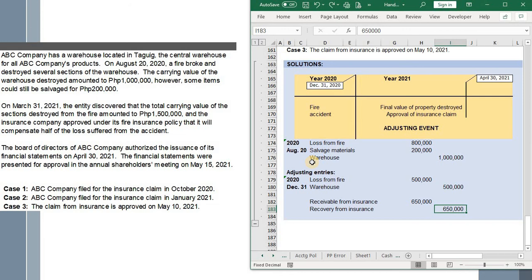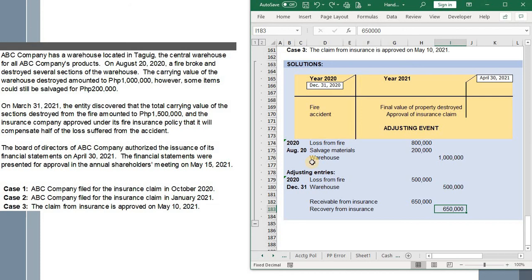So this is the answer for case 1. So how about case 2? ABC Company filed for the insurance claim in January 2021. The answer for case 1 is similar to case 2. The two events that occurred after the reporting period are all considered adjusting events, although the entity filed for the insurance claim only in January 2021.